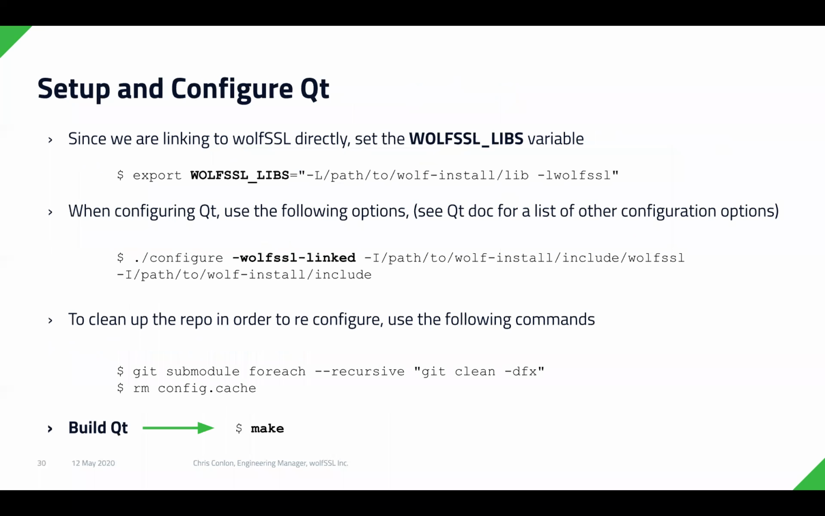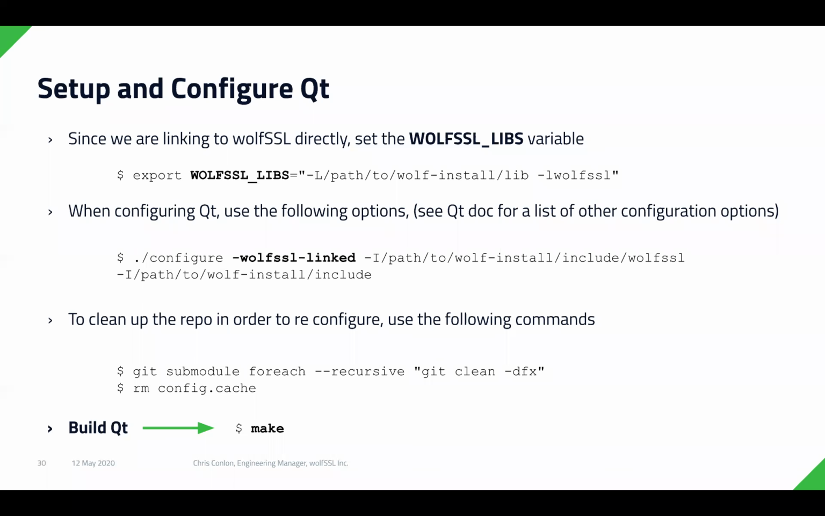Now, we already covered how you would link against OpenSSL. We've tried to mimic that same type of linking process using wolfSSL. So we've introduced a wolfSSL libs variable. This lets you set the library path and link against the wolfSSL library.